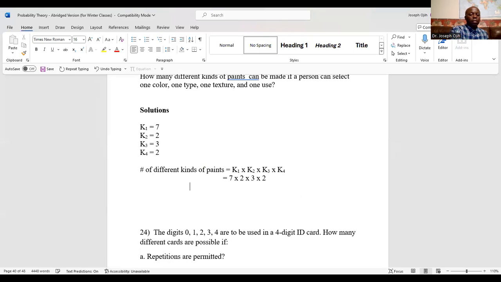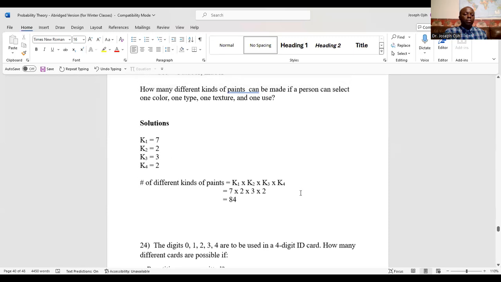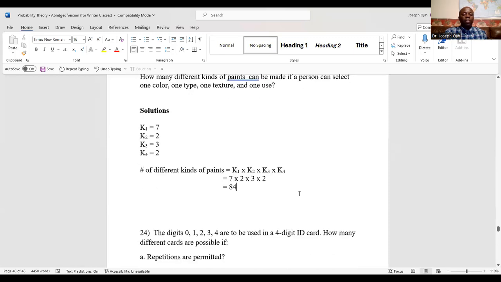Equals 84 different kinds of paints. See, that's how you solve this. Get your K1, K2, and K3, and then you simplify it.